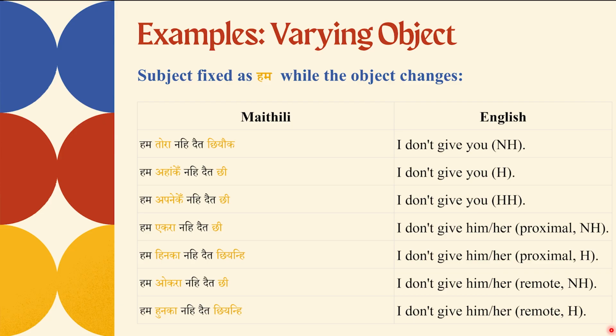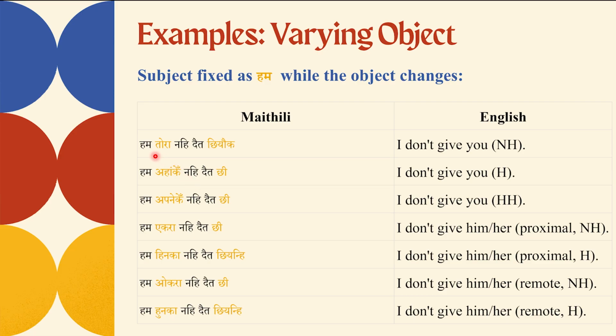First one, Hum tora nahi det chiyo. I don't give you. Hum aha ka nahi det chi. Again, in English it means the same. I don't give you. Hum apne ka nahi det chi. Again, it means the same. I don't give you. Now, you see that in English it means the same thing, but in Maithili the words are changing and there is a subtle difference, and that difference is with regard to the respect or the kind of relationship that is given to the person who is addressed or being talked about.